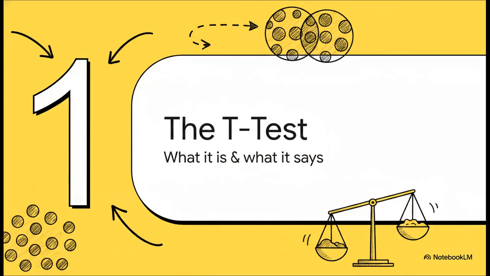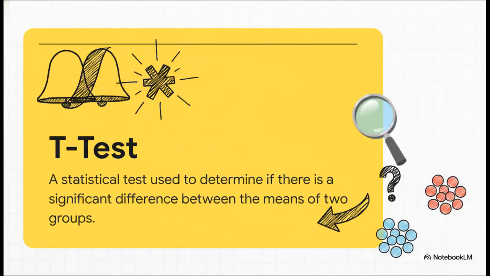And that tool, of course, is the t-test. So let's dive in and break down what exactly it is, and more importantly, what it tells us about our data. All right, here's the official textbook definition for you. A t-test is a statistical test used to see if there's a significant difference between the averages, or the means, of two different groups. And that word, significant, is really the key here. It's the statistical way of saying that the difference is probably real and not just a fluke.